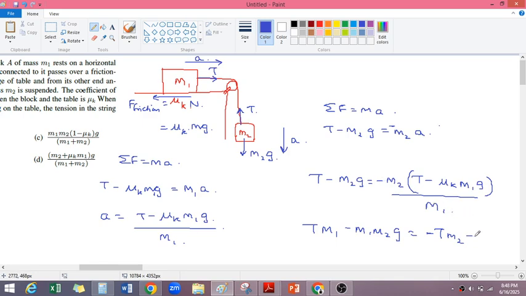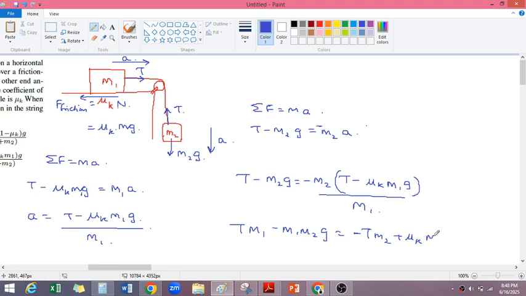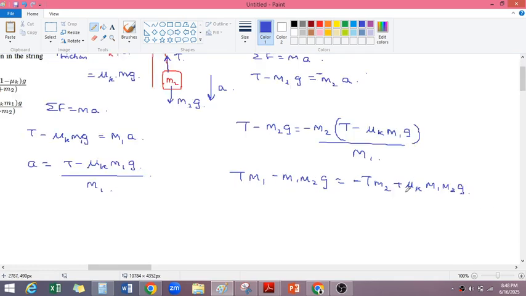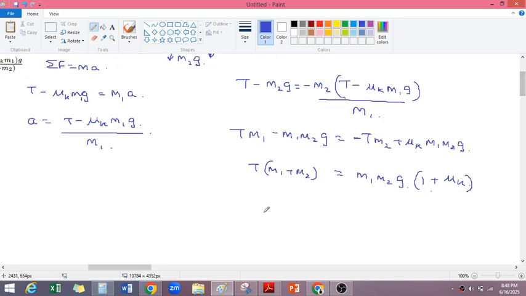Minus into minus is plus, so mu k. Bring the T on one side, so T times m1 plus m2, bring this on this side, so m1 plus m2 g is common, so what is not the same will be 1 plus. So T will be nothing but this divided by m1 plus m2.